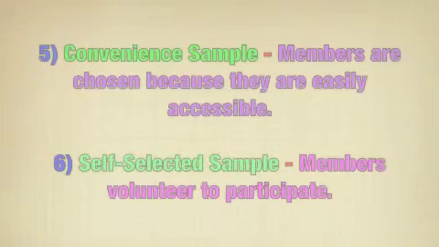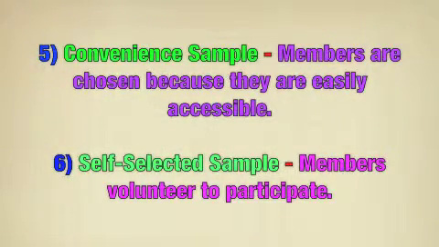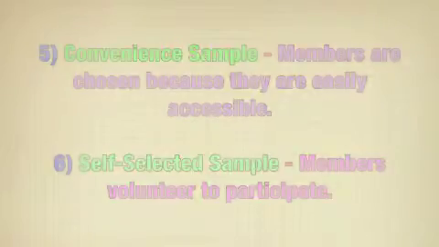The fifth one is a convenience sample. Members are chosen because they are easily accessible. Now notice that this kind of sample is always used by a lazy person because the members are easily accessible. The next one is self-selected sample, where the members are volunteers who participate.